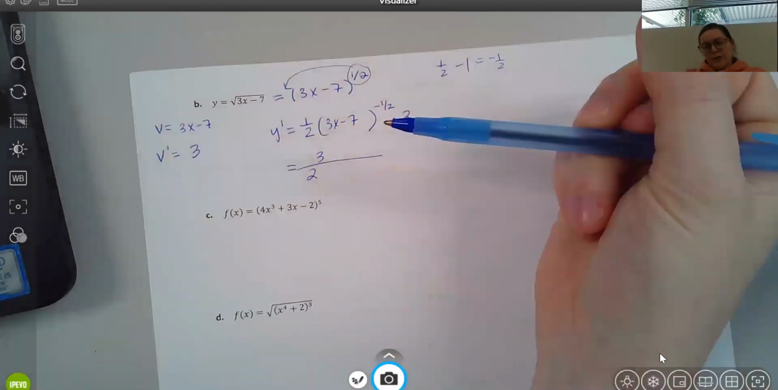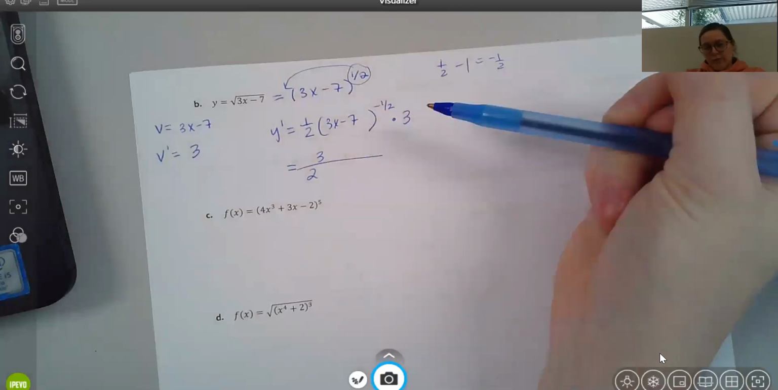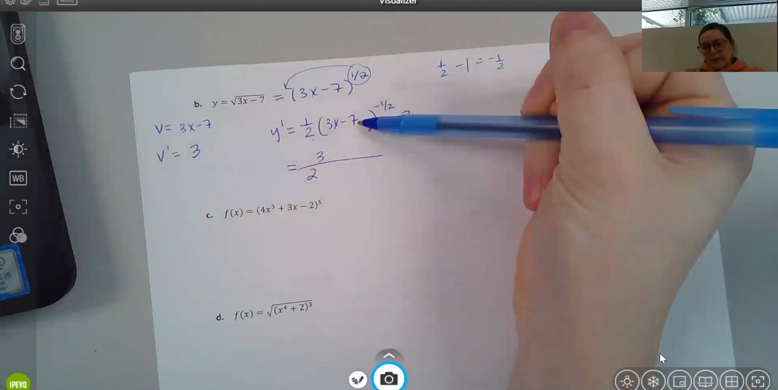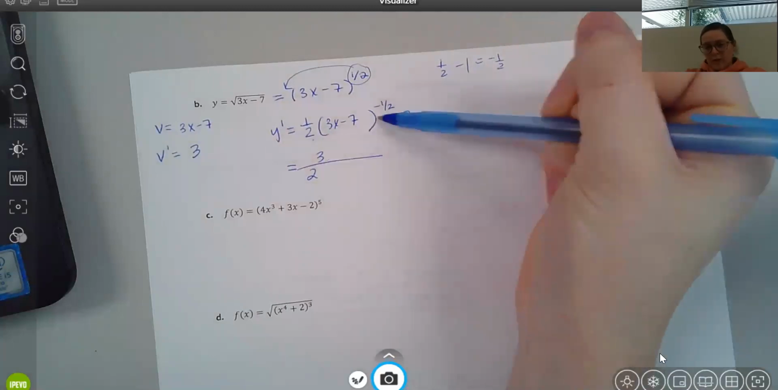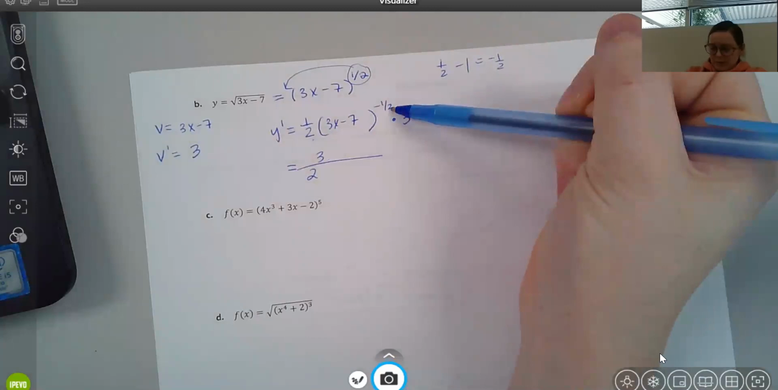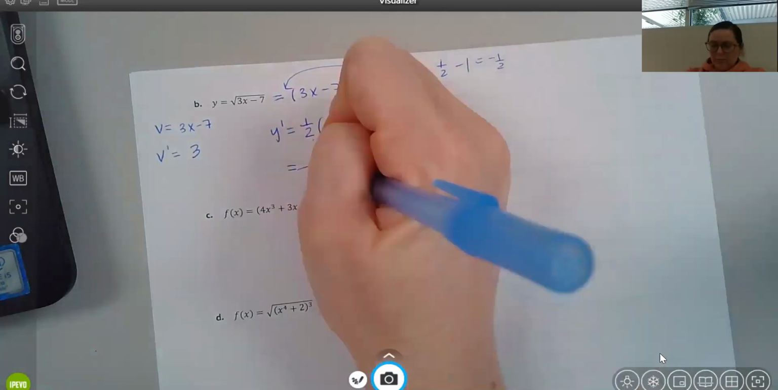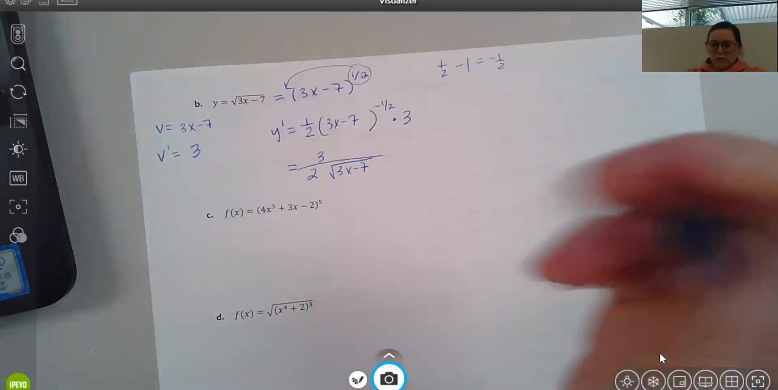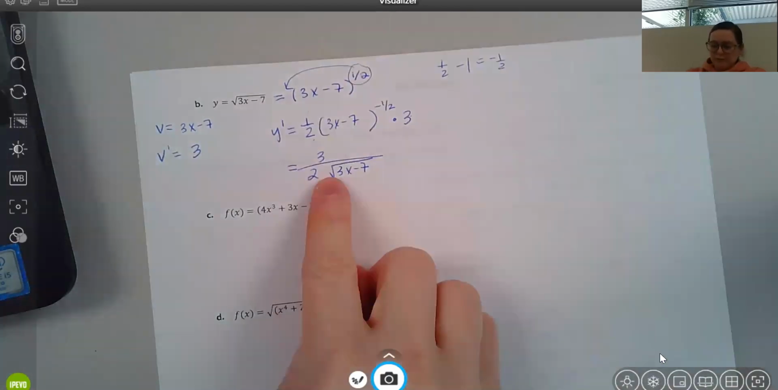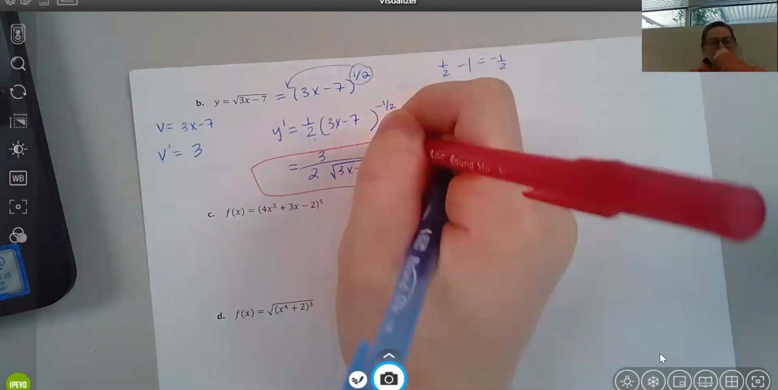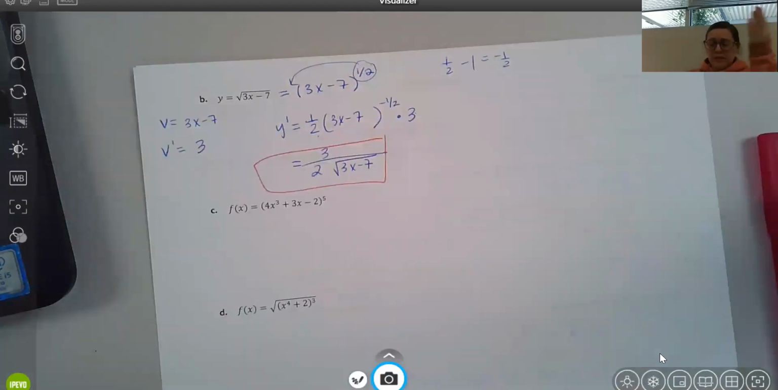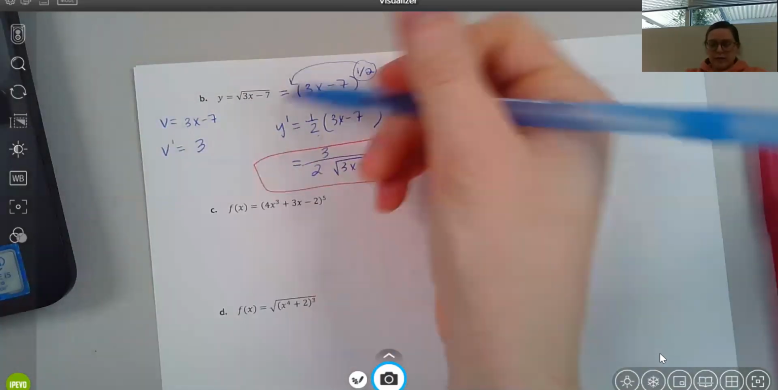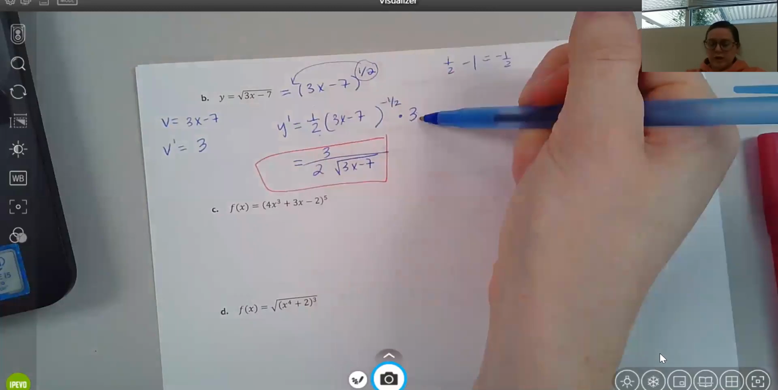I always bring my coefficients out front, so 3 times 1/2, just 3 over 2. 3x minus 7 is all to the negative 1/2 power. So negative means it goes on the bottom. So this 3x minus 7 goes on the bottom. 1/2 in your power means the square root. So this is 3 over 2 root 3x minus 7. And that would be your derivative. So you'll see I'm basically using power rule, but also with chain rule. So derivative of the outside, leave the inside alone, then multiply by derivative of the inside.